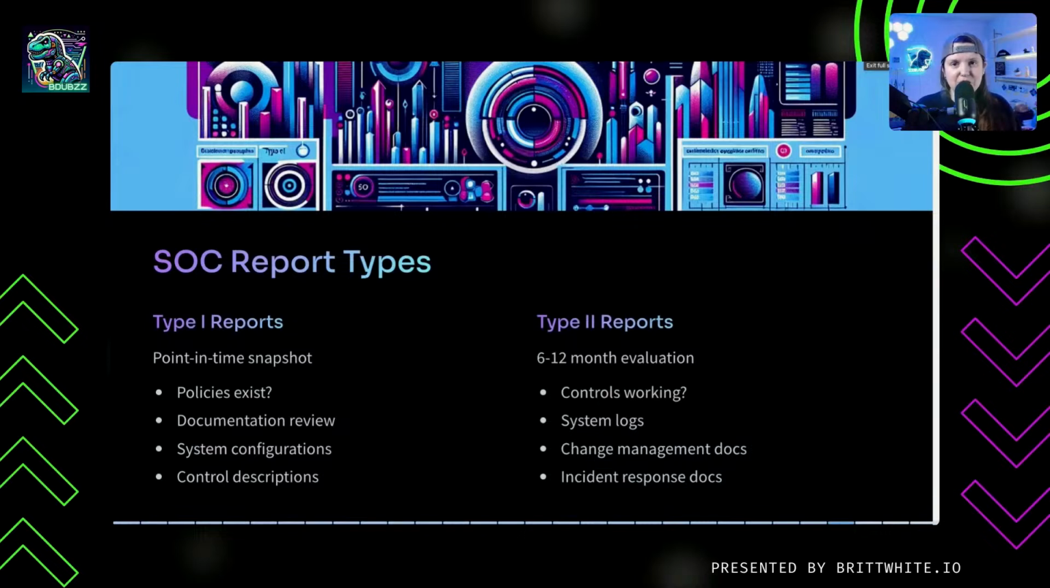Type 2 reports go much deeper and evaluate control performance over a 6 to 12 month period of time. They answer, are these policies in place and actually working? Evidence includes system logs showing consistent security measures, change management documentation for your systems, and incident response documentation. SOC 2 Type 2 reports are considered the gold standard. Imagine proving to your clients that your encryption has worked flawlessly for a full year. Many organizations combine this with frameworks like ISO 27001 to provide even more comprehensive assurance.